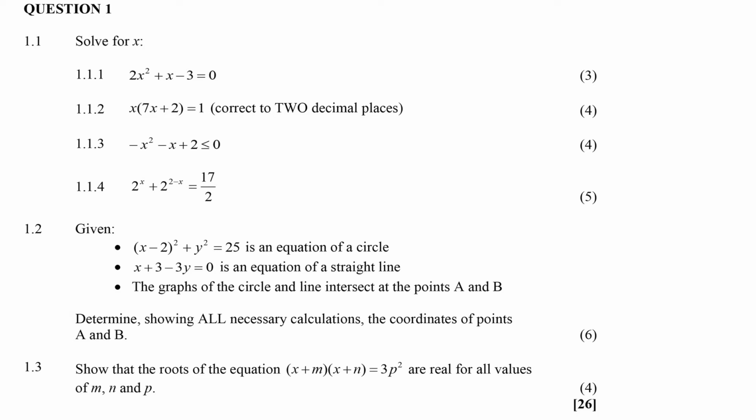Okay, 1.1.4, we are still solving for x, and right now we have exponents that we have to manipulate. So 1.1.4, we have 2 to the power x plus 2 to the power 2 minus x equal to 17 over 2.